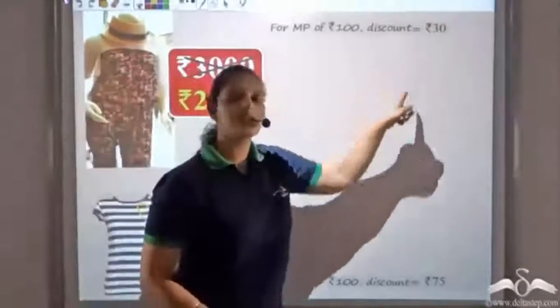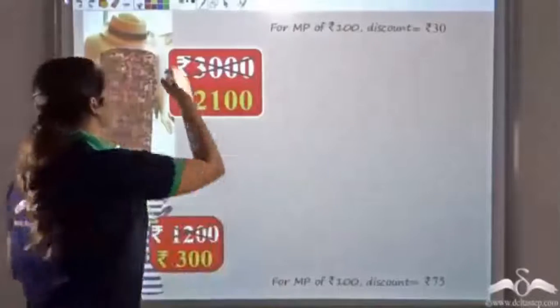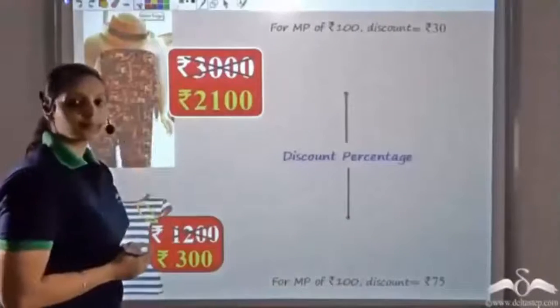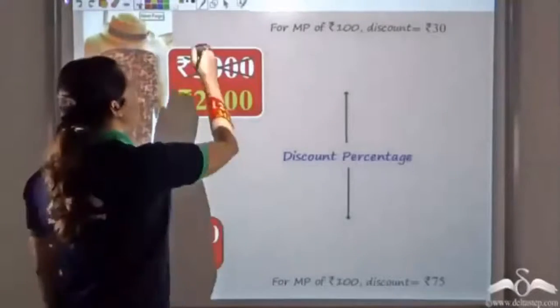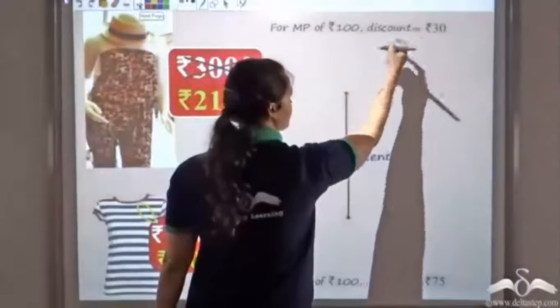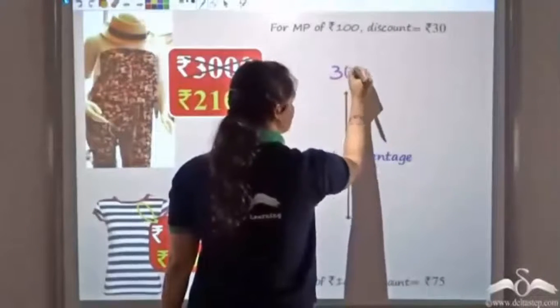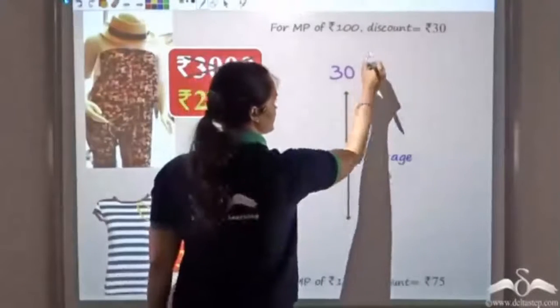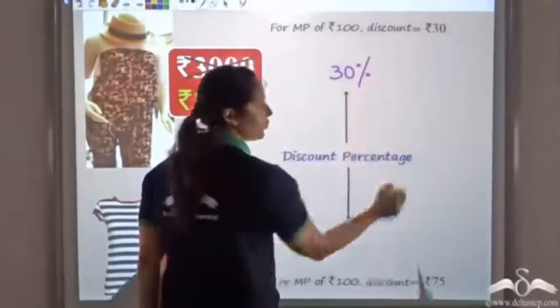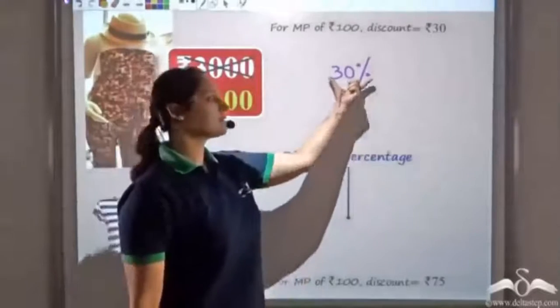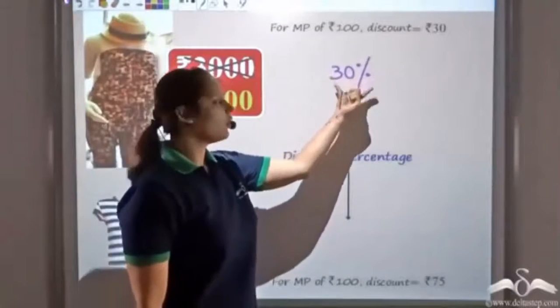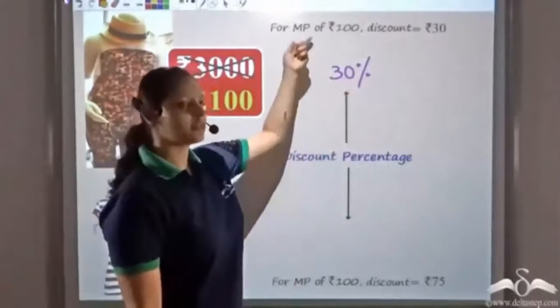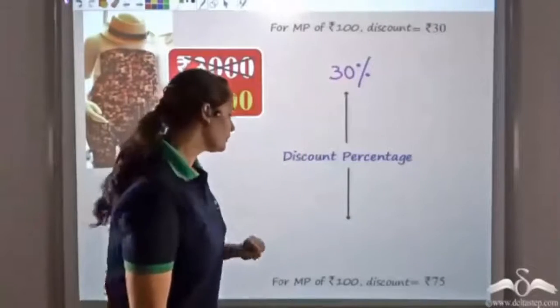So this is nothing but discount percent. We say this is discount percentage. And the discount percentage in this case is 30. There's a symbol for percentage, which we put here after 30. So this means 30% of discount, or the discount percentage in this case is 30%.